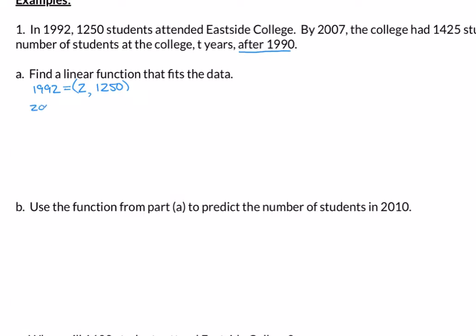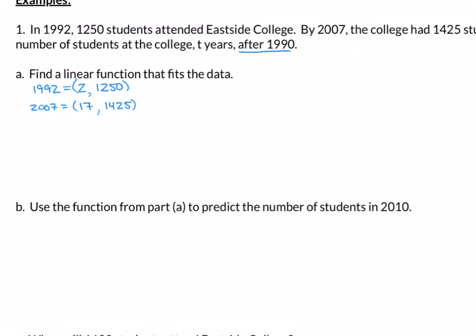What about 2007? This is going to be 17 years after 1990. And in that year, we had 1,425 students. Okay, so we have 2 points, and just like we saw in our last presentation, we want to find an equation that satisfies these 2 points.